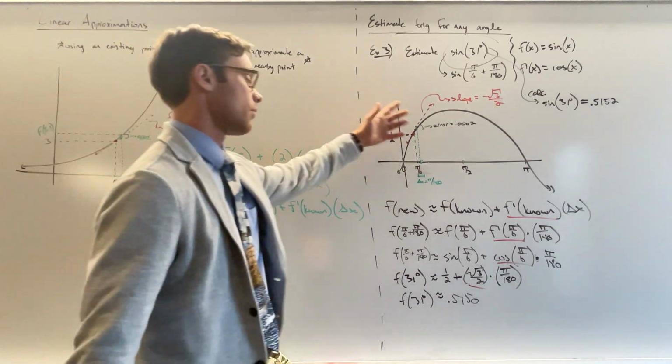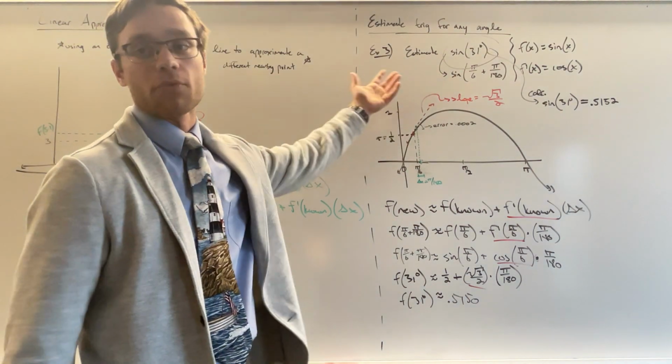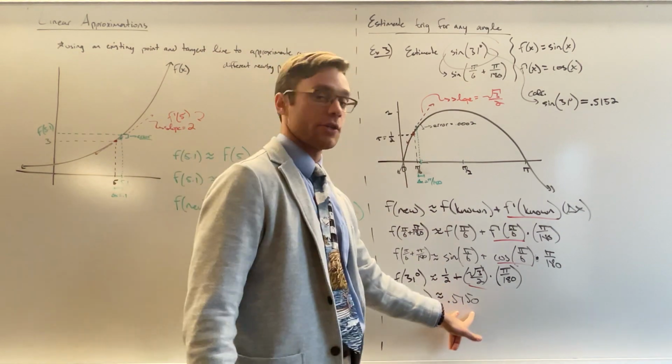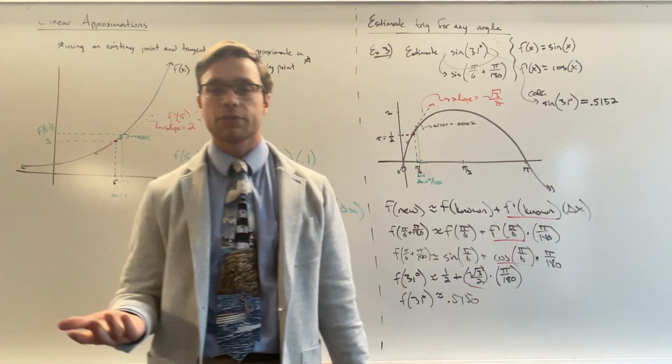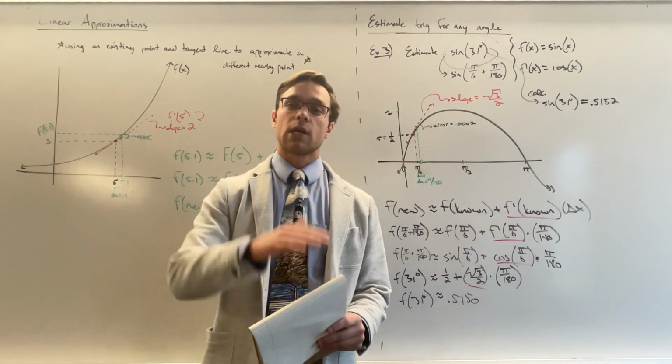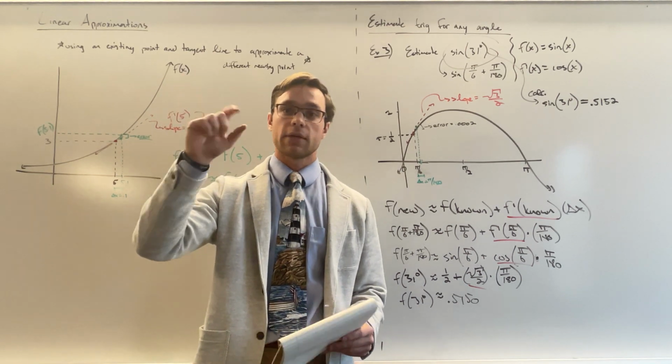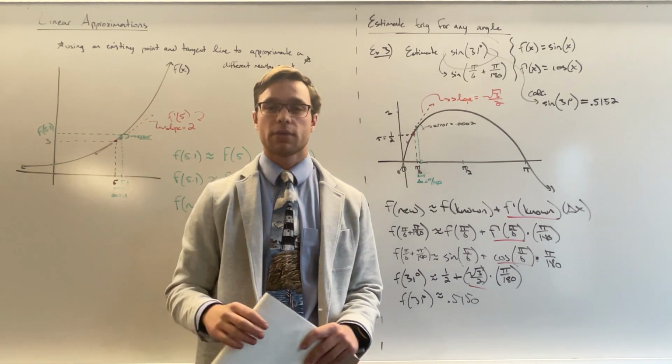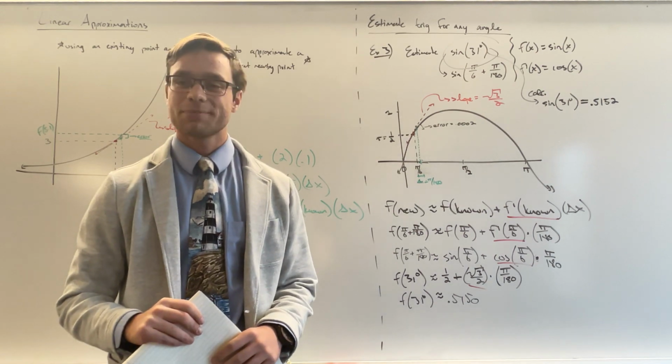And well, we don't really want the error. The error is just to see how far off we were. What we really want is the approximation, so 0.5152. And so hopefully this result is interesting to us. What we're able to do is see how moving along a tangent line gives us a really good approximation of actually moving along the function itself. All right, thank you very much. I'll see you in class.